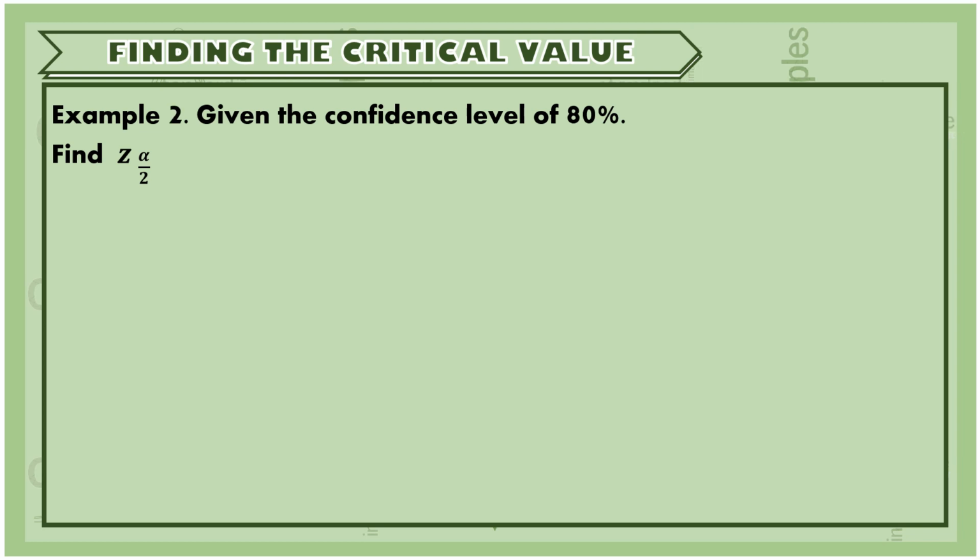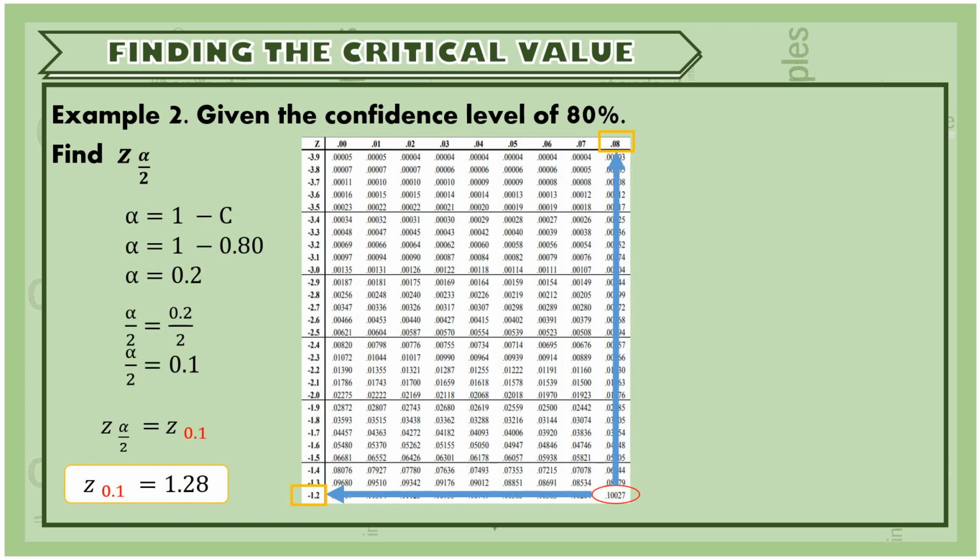For example number 2, with given confidence level of 80%, find the critical value. In order for us to solve this problem, just apply all the steps used in example number 1. Therefore, our critical value is positive 1.28, or z sub 0.1 is equal to positive 1.28. And the illustration of the graph is this.